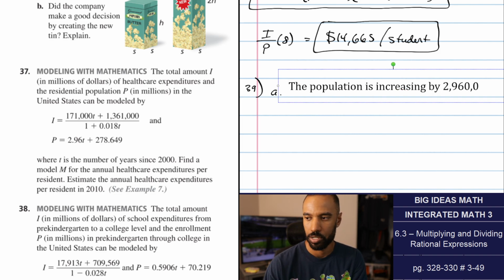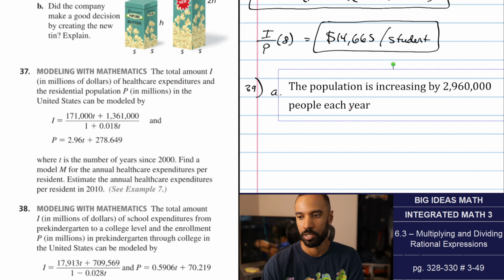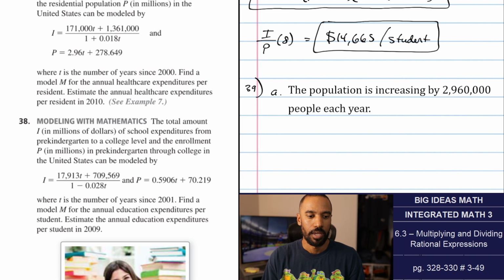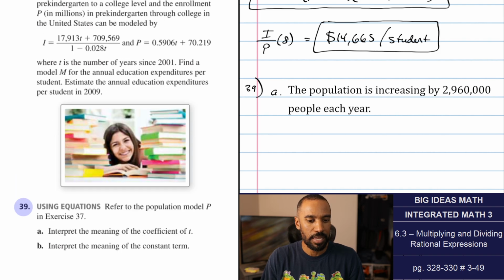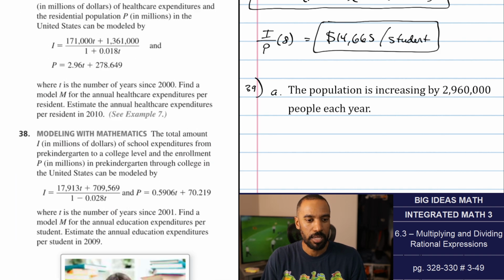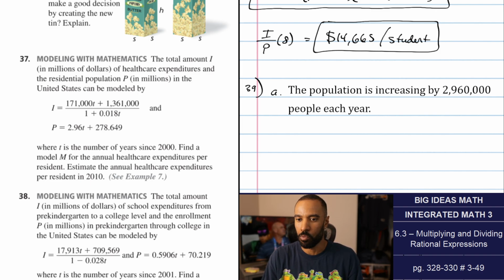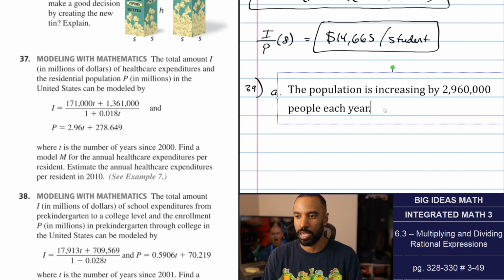Two 960,000 people each year. Residents, really, but because that was millions, right? And then they said interpret the meaning of the constant term. That's how many people there were in the year, was it 2000? Number of years since 2000. This is how many millions of people there were in the year 2000 in that sentence.